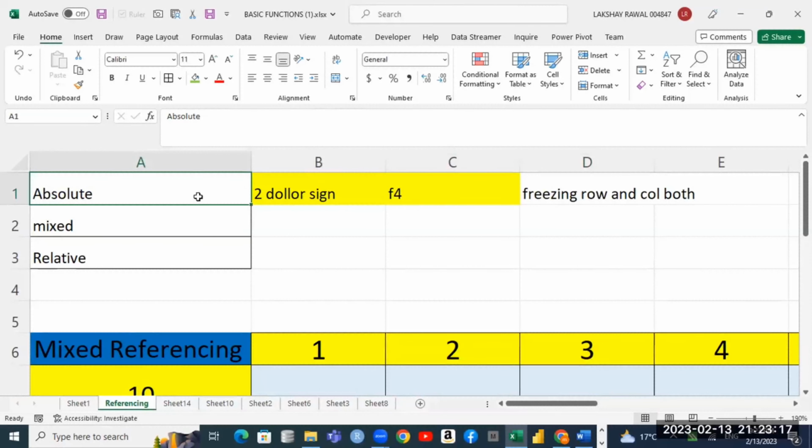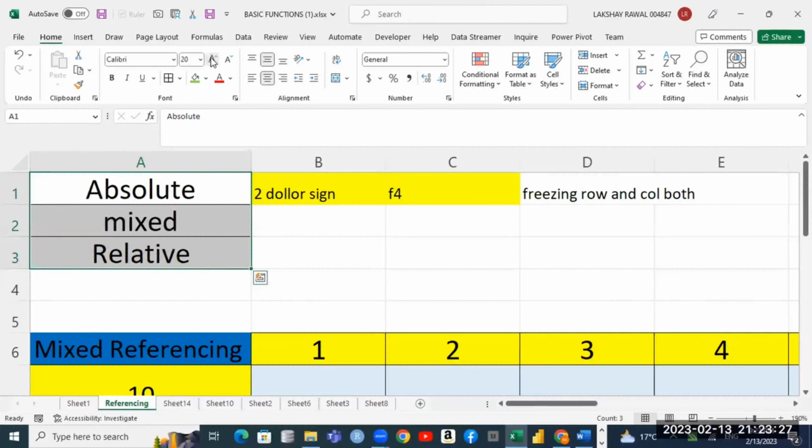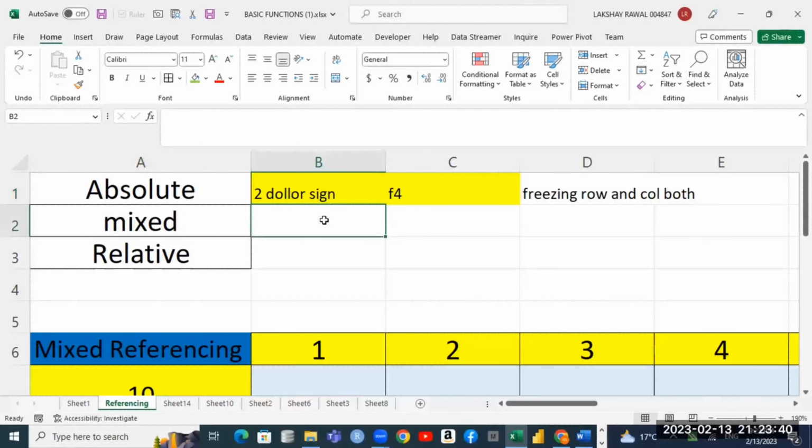Now in Excel, we have 3 types of referencing: absolute, mixed, and relative. I have written it for you. In absolute referencing, we use the $ sign twice. In mixed referencing, we use the $ sign once.